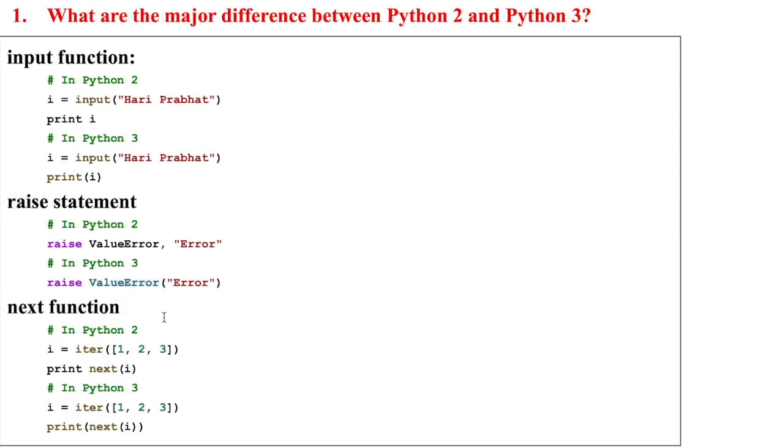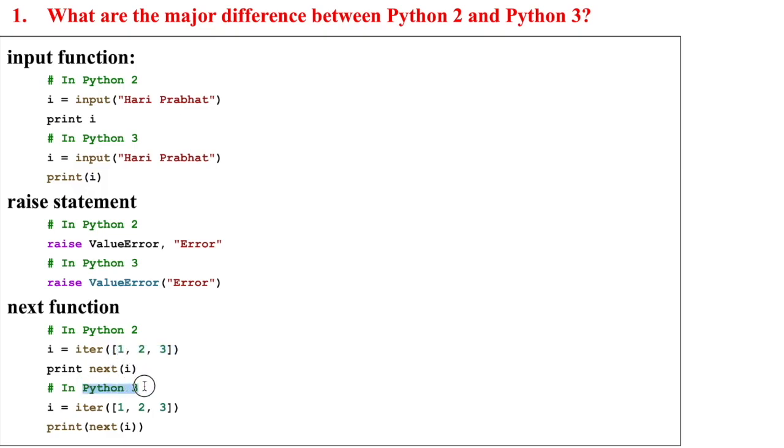Now the next statement. In Python 2, the next function can be used to get the next item from the iterator. In this example, i is the iterator object created from the list 1, 2, 3. So the first item in this iterator is retrieved, and the value of the next function is 1, because the first item is 1.